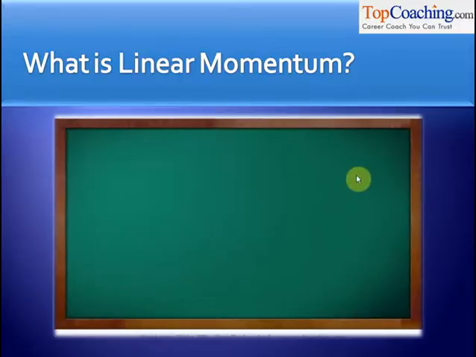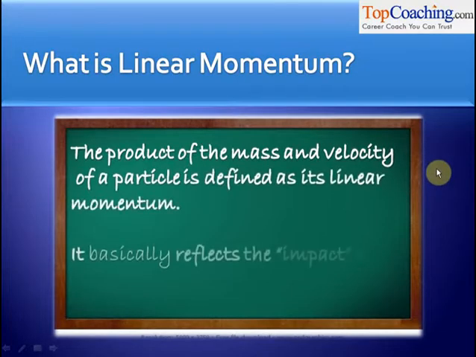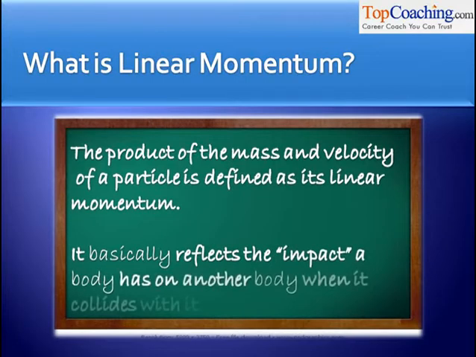So, what is linear momentum in the first place? The product of the mass and velocity of a particle is defined as its linear momentum. It basically reflects the impact a body has on another body when it collides with it. It is a property to represent completely the motion of a body. The velocity of a body multiplied by the mass of the body basically tells us about the impact factor of the body, how powerful the body is. That's what linear momentum tells us.